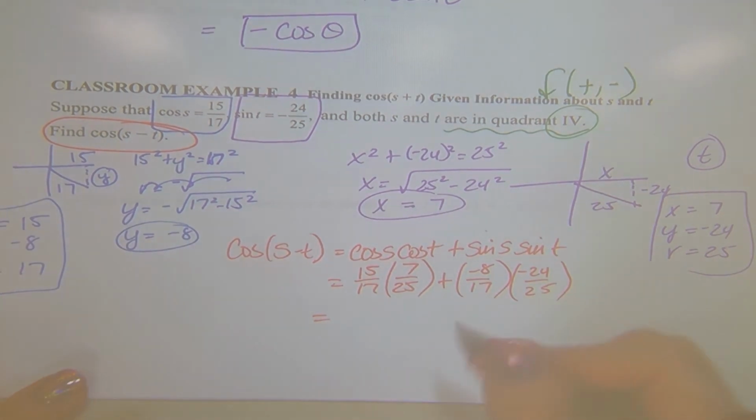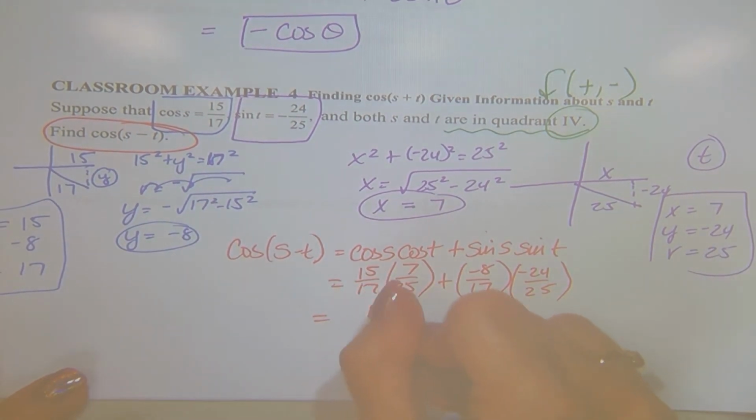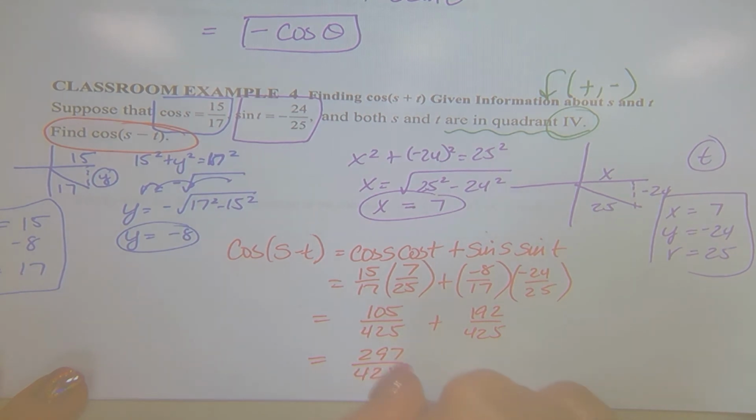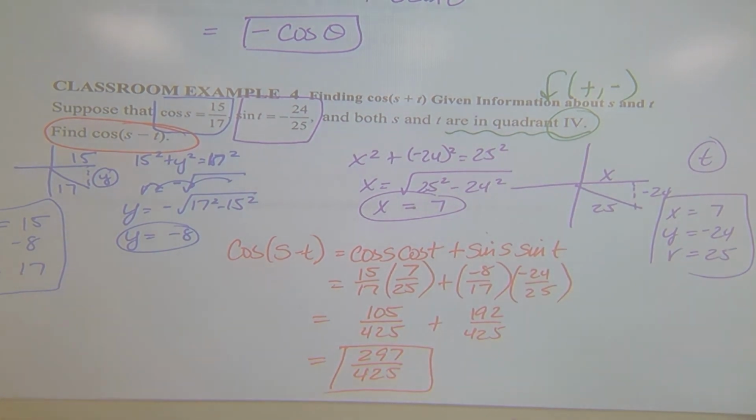I pull out my calculator to do my math. I get 105/425 plus 192/425. And when I combine those, I get 297/425. Do not give me a decimal approximation. Give me the exact answer.